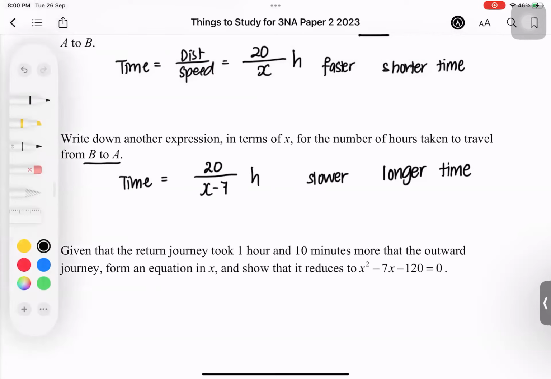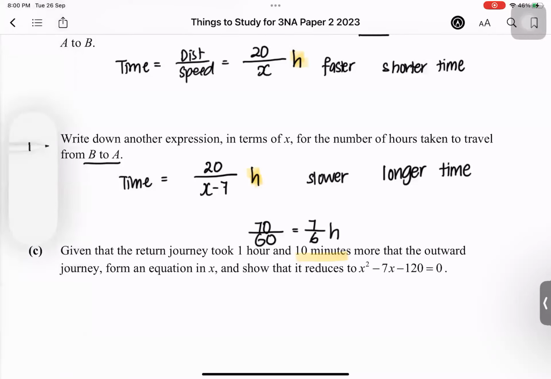Highlight certain things. Take note of the unit. 1 hour 10 minutes, but this is hour. What do we need to do? 1 hour and 10 minutes is actually 60 plus 10, 70 minutes, right? But I need to change 70 minutes to hours. So it's 70 over 60. Simplify, becomes 7 over 6 of an hour. So I change the minutes to hours.